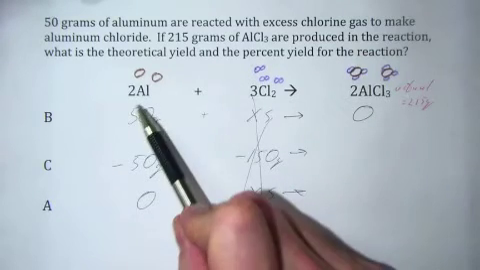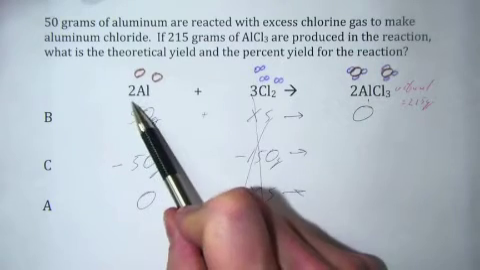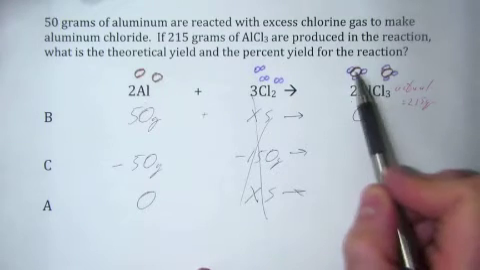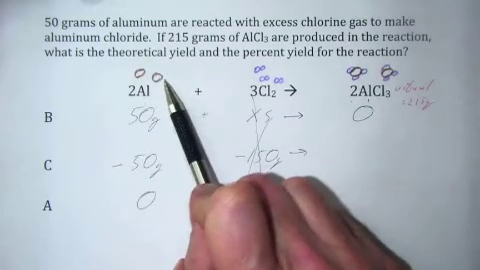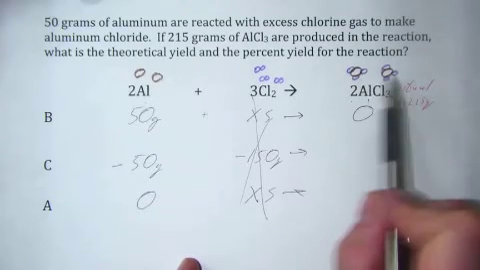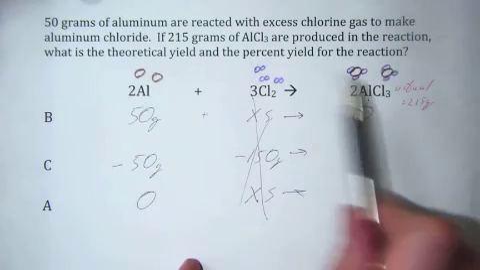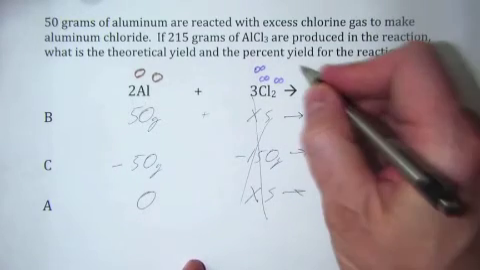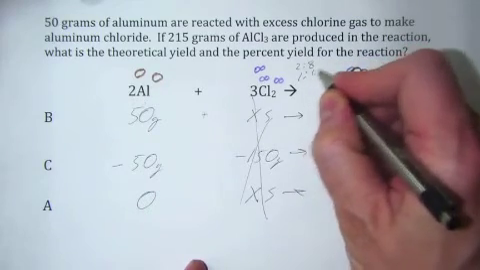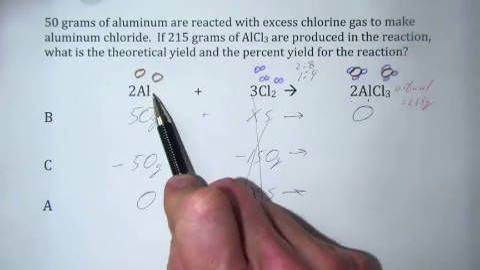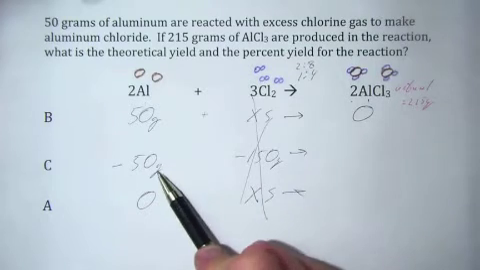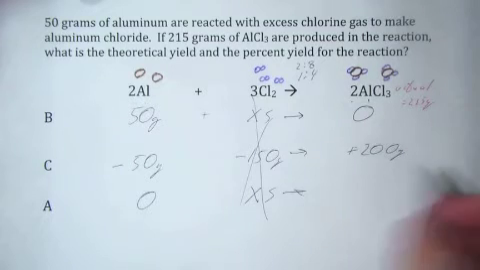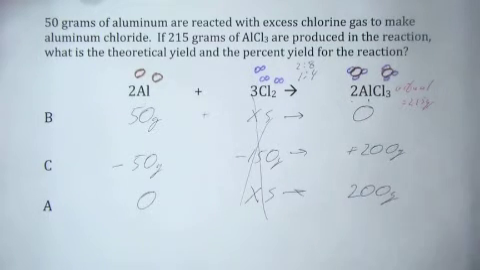Here, to go from aluminum to aluminum chloride, it's 2 to 2. Here it looks like I have 2 particles, and over here I have 1, 2, 3, 4, 5, 6, 7, 8. So I start with 2 particles, and I end up with 8 particles. So that's a 2 to 8 relationship. 2 to 8 is the same as 1 to 4. So whatever I start with here, I end up with 4 times as much over here. So 50 grams, I should be producing 200 grams of aluminum chloride. This is 200 grams here.